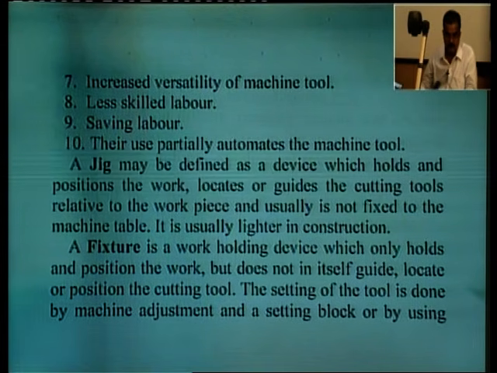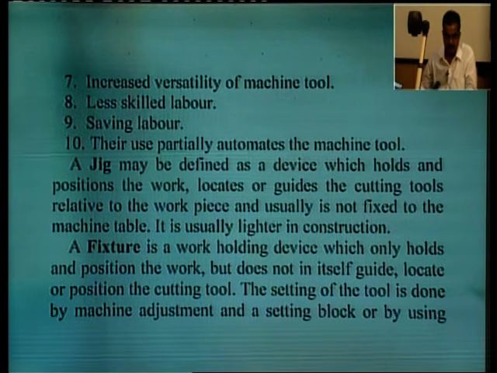The seventh point is, with the use of jigs and fixtures, the same machine can be used for more than one operation. That's why jigs and fixtures are used for increased versatility of the machine tool. Then these are used for skilled labor. These jigs and fixtures are used for saving labor. Their use partially automates the machine tools.